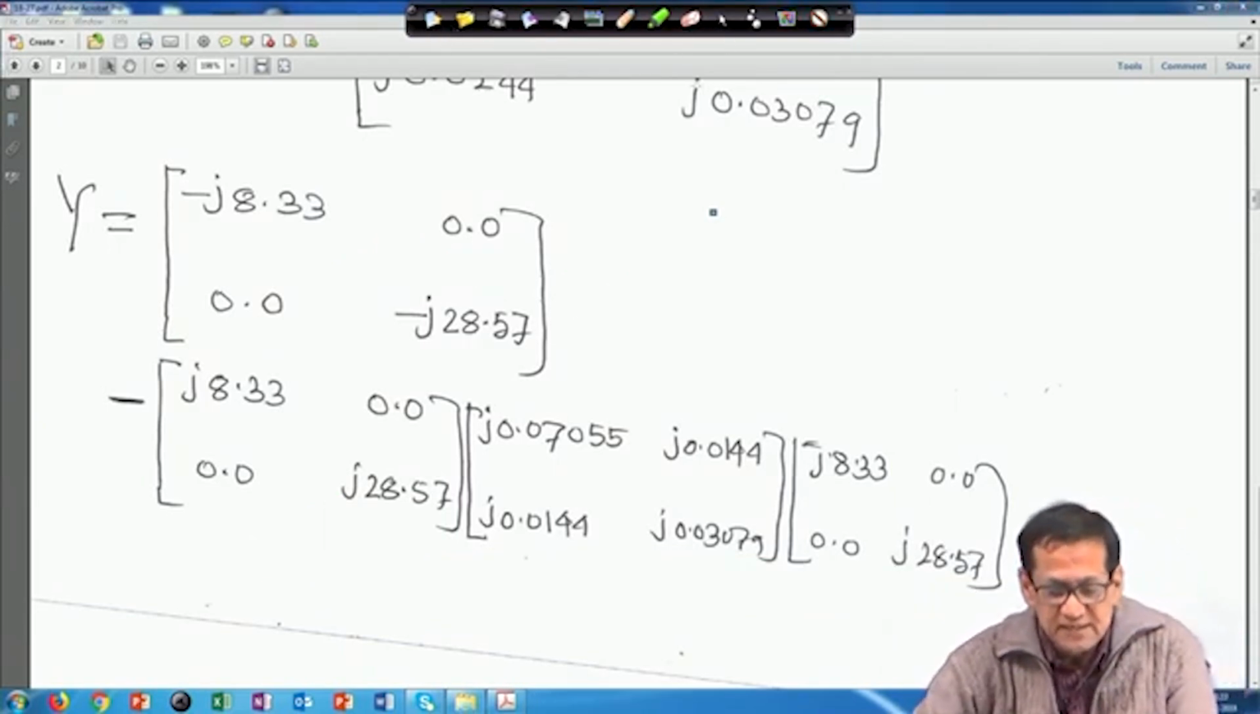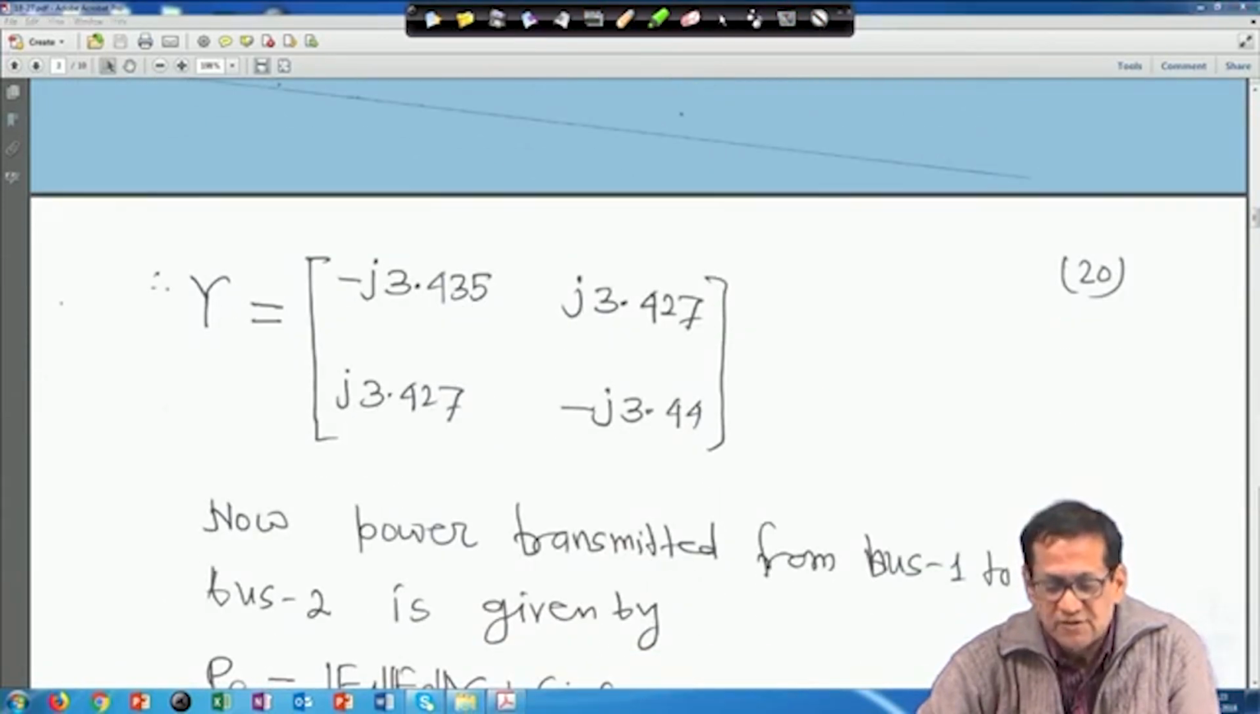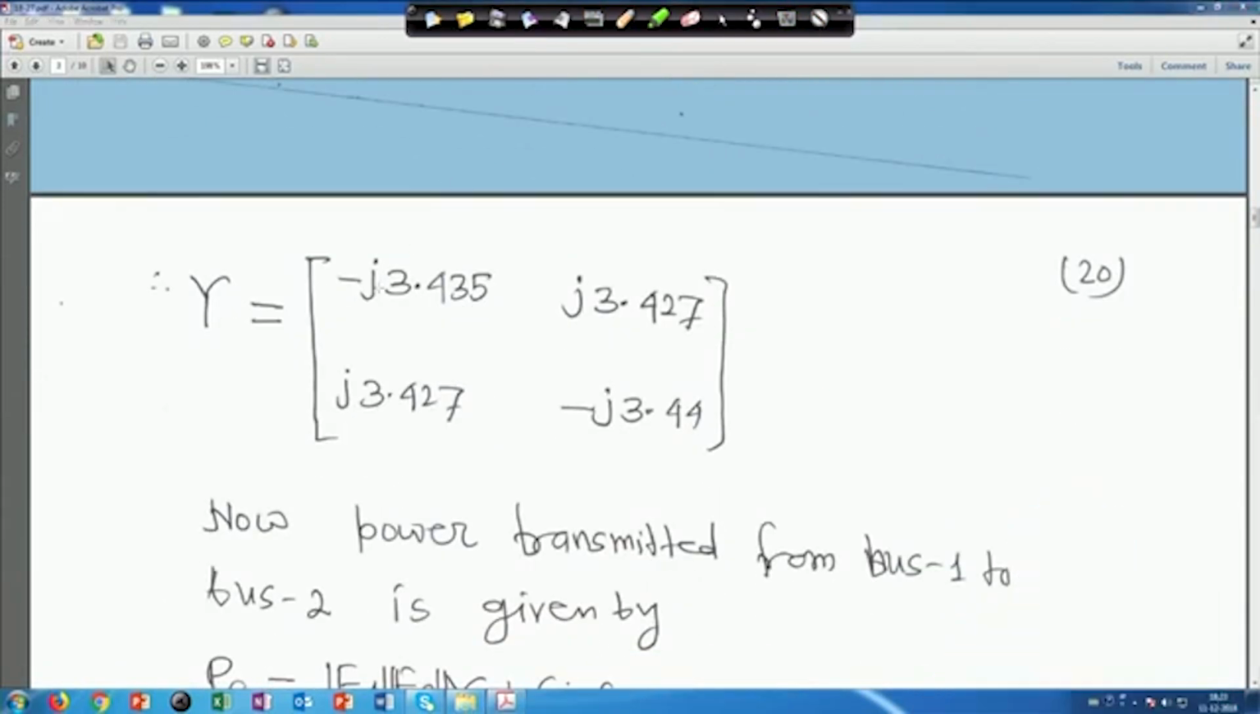Then you will get that 2 into 2 matrix, that is Y is equal to minus J 3.435, J 3.427, J 3.427 and minus J 3.44, right. That means this matrix is also a symmetric matrix, because Y12 is equal to Y21. This is your pre-fault 2 into 2 bus reduction matrix, that is your reduced matrix.